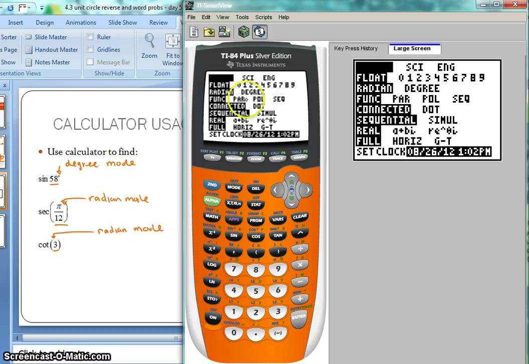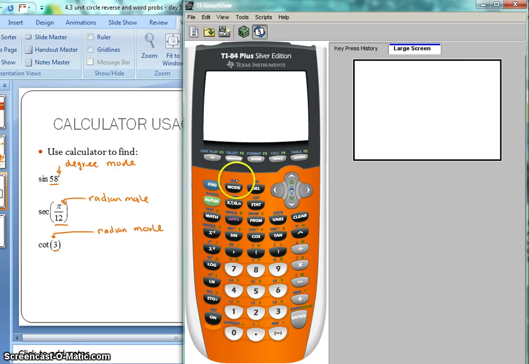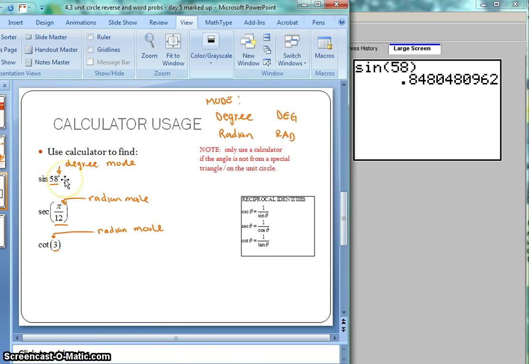So I'm going to switch over to degree mode. I use the arrow keys to arrow over to degrees, and you press enter. So then it should highlight now on degrees. So now I know I'm in degree mode. So I'm going to quit by pressing second and then mode, because you see in blue, it says quit. Okay, so now I'm in degree mode, so I can simply type sine of 58. You don't even have to close your parentheses. You may close your parentheses, but this would be sufficient. And then you press enter. So sine of 58 degrees would be 0.84.